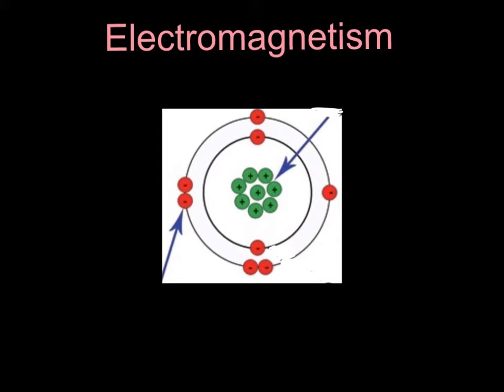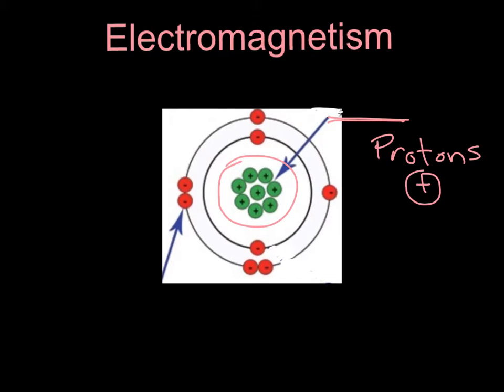This is an oxygen atom, and you can see the charges that are inside the atom are marked out for you. You've got in the center here the nucleus of the atom, and it contains a group of charged particles called protons. Protons have a positive charge. That just means that they have one of the two charge types.